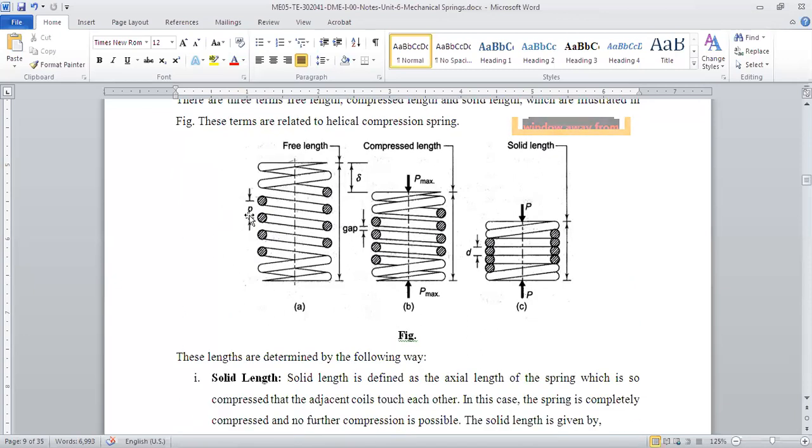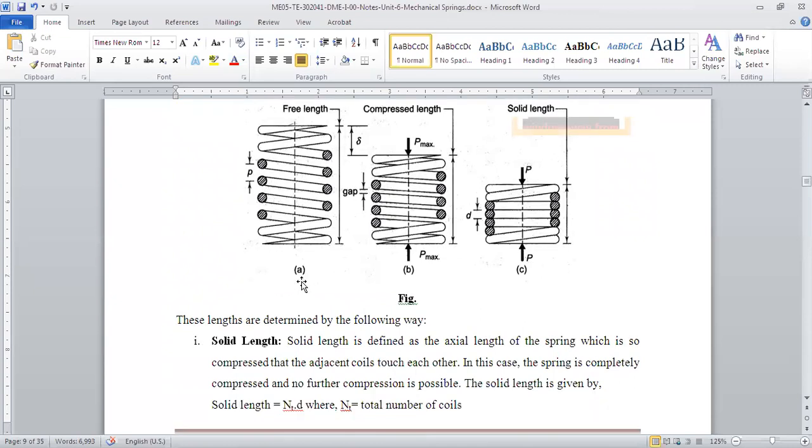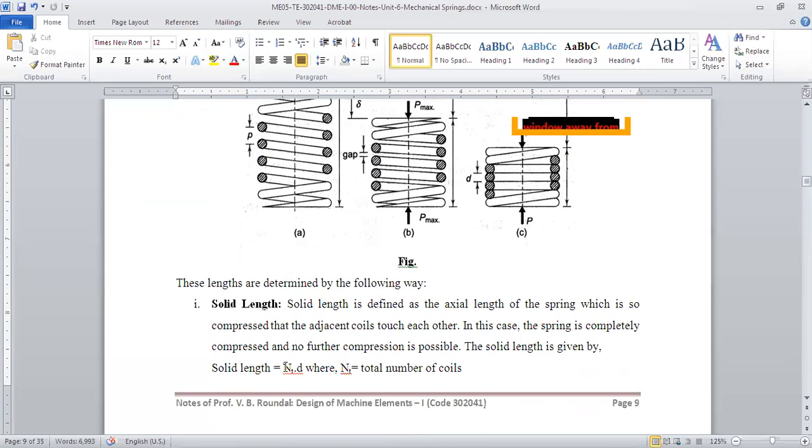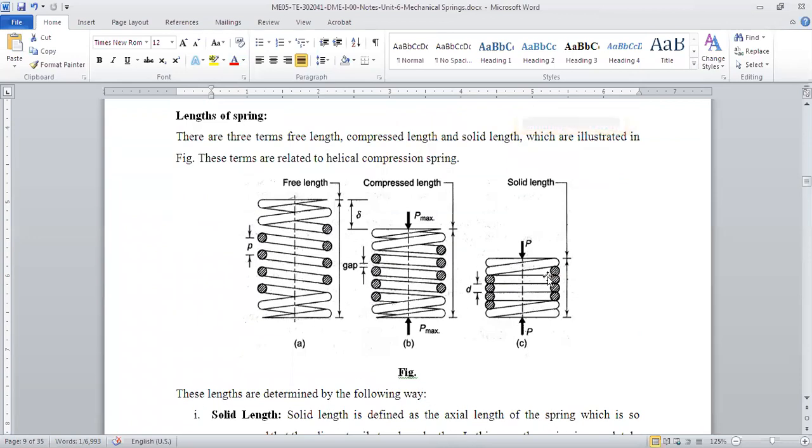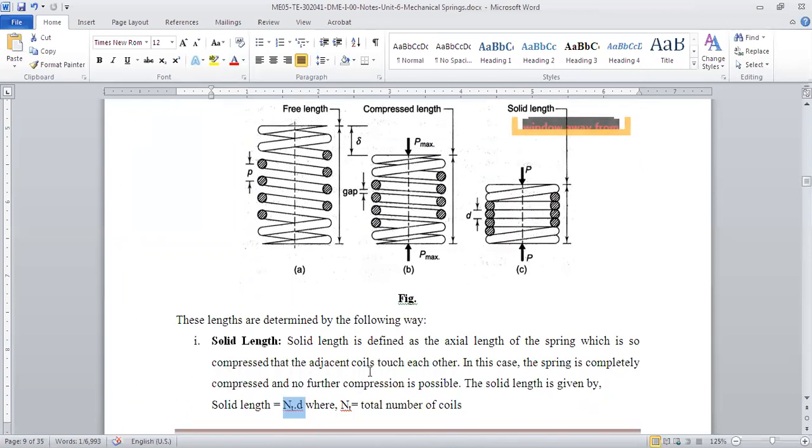Now what is free length? When there is no load, the distance between each consecutive coil is p, that is called the pitch. So if we know p, then p into the number of coils will give us the length of the coil. Solid length is basically nt into d, right? nt is the total number of coils, how many coils are there. So this is the solid length. Why do we say d? In the solid length case there is no gap, so the number of coils multiplied by the diameter will give you the solid length, right?